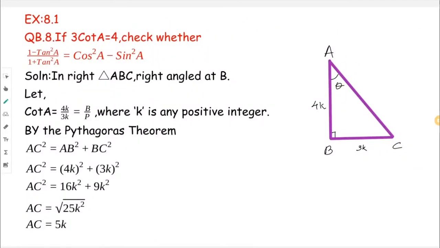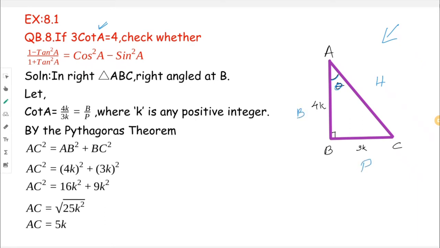Question number 8. If 3 cot A equals 4. So first let's see where theta will be. You can see this is cot A, right? Which means if you look at the right triangle, theta will be at A. Now that means AC is our hypotenuse, BC is our perpendicular, and AB becomes the base.